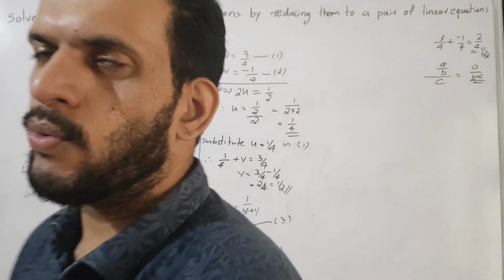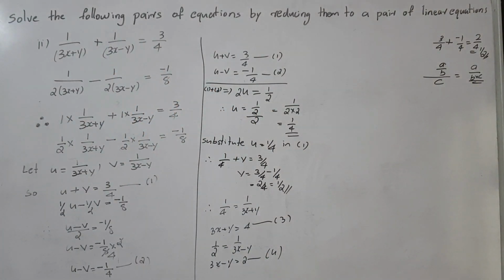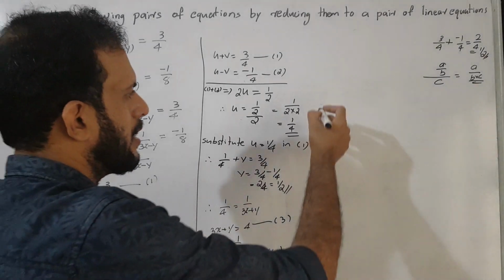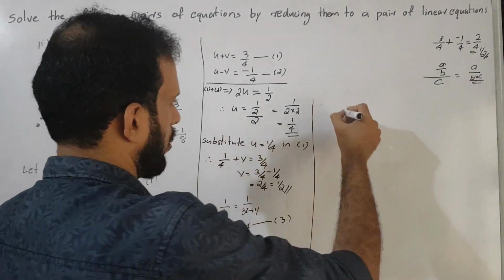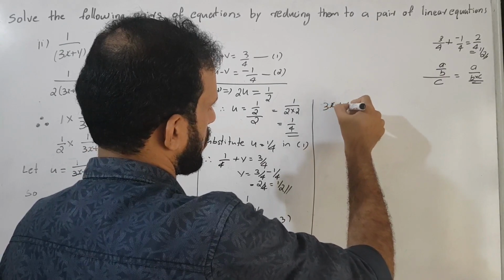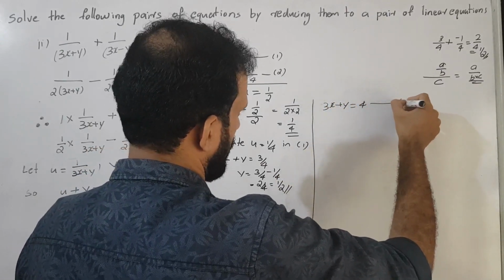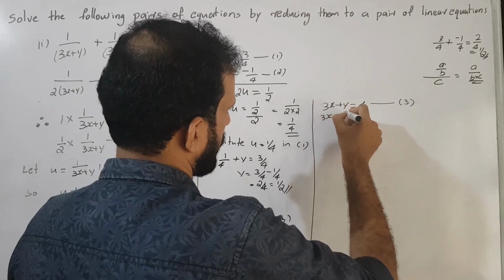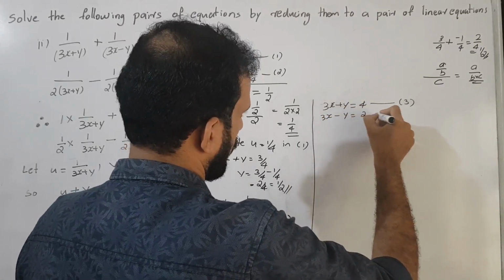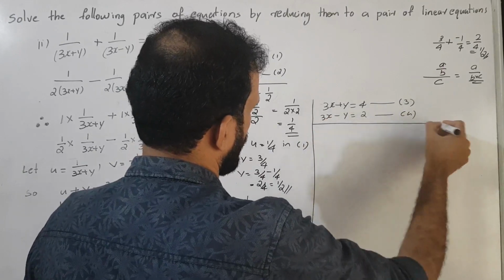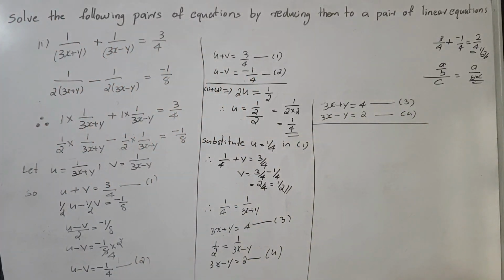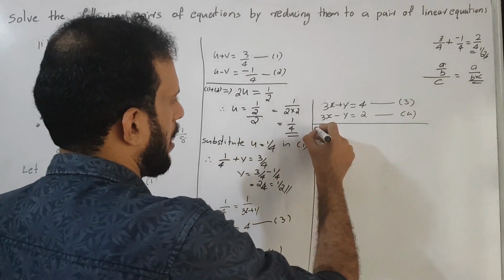Then now again we got two equations. What are they? The equations are 3x plus y is equal to 4 and 3x minus y is equal to 2. So once again we use the elimination method. 3x plus y is equal to 4, equation 3. 3x minus y is equal to 2, equation 4. So here also the coefficients of x and y are equal, but the signs of y are different. So I am eliminating y, for that adding equations 3 and 4.